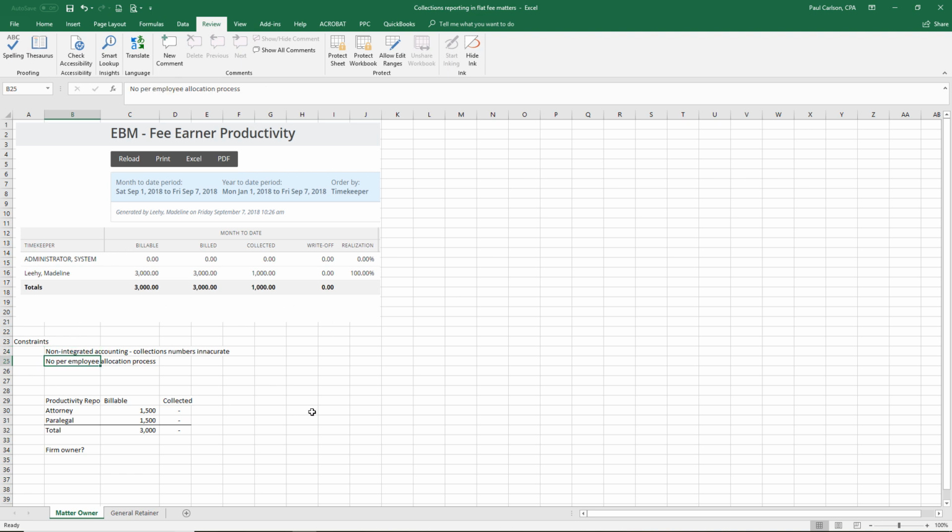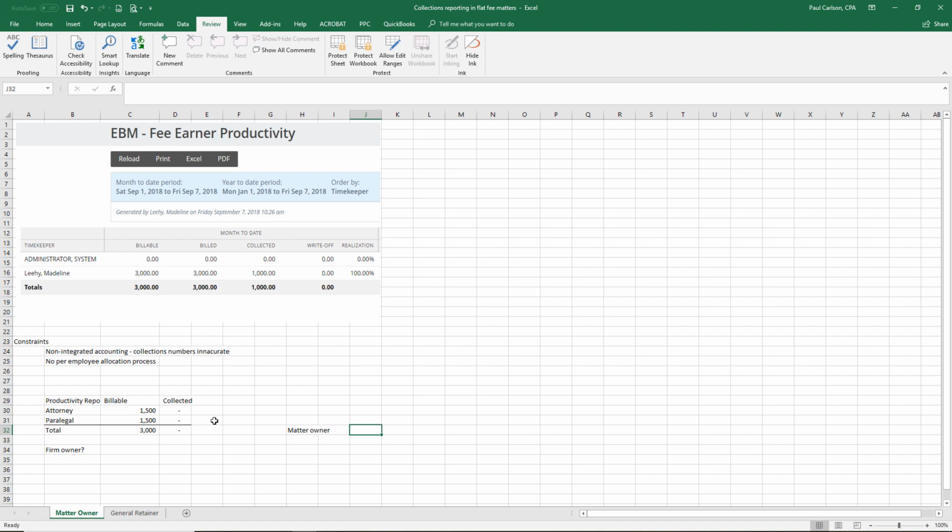The bigger problem is a lot of the practice management systems could only allocate flat fees to one person. So you'd set up the matter, and at the bottom of the matter, there'd be a box that said like matter owner. And when the matter was paid, that person would receive all the revenue on the collections report for the matter. Well, if we have matters with multiple people billing into the matter, the matter owner gets all the collections and the other billers get zero collections, and the numbers are just wrong, so you can't look at them.